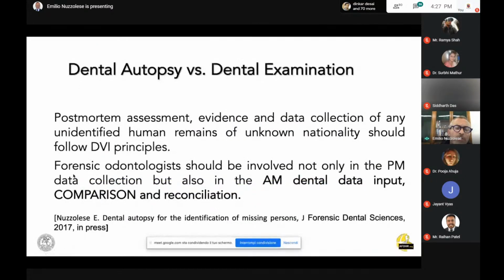An important issue I want to highlight, something I have highlighted for 10 years now, is the difference between a dental autopsy and a dental examination. Because the dental examination can also be performed by forensic pathologists. Fundamentally, it is the list of the teeth which are present, missing or treated with dental treatments, but the dental autopsy is something much wider than the simple dental examination.